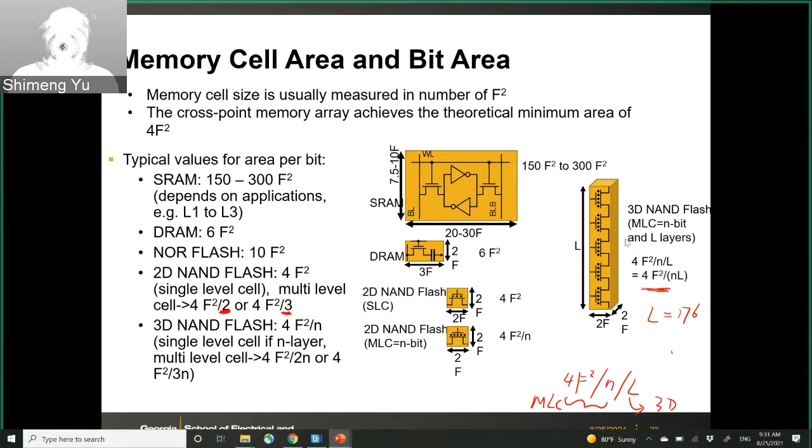So here this is the bit area equivalent on the 2D plane. For the 3D, if you think that you squeeze that into a 2D space, then this is the equivalent area for storing 1 bit of data on the silicon wafer. So any questions here? Yes?